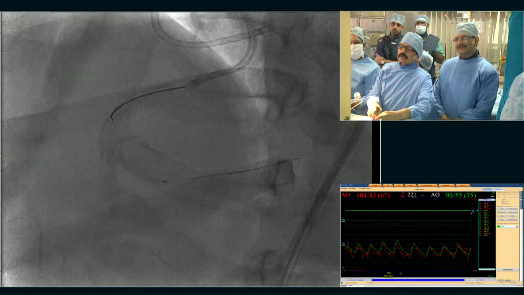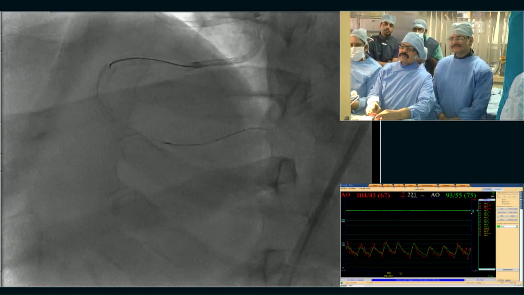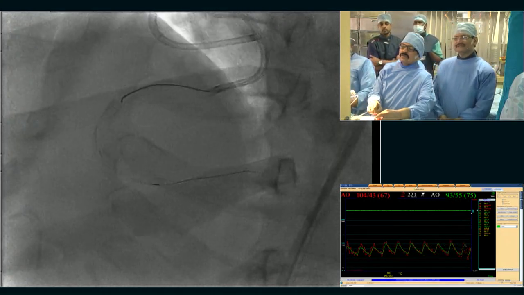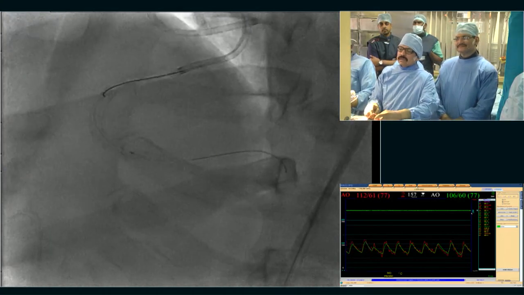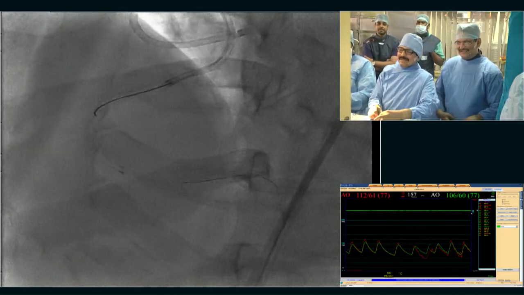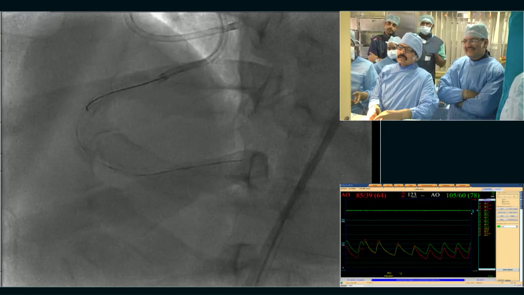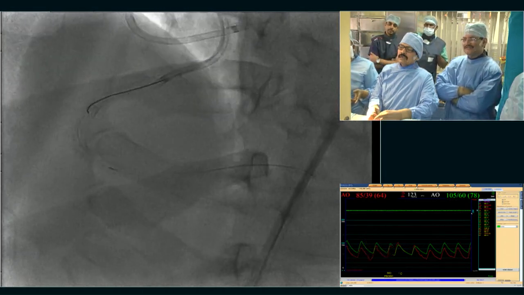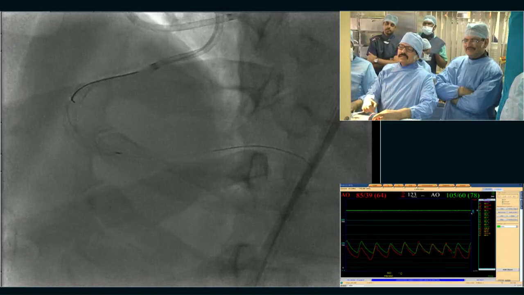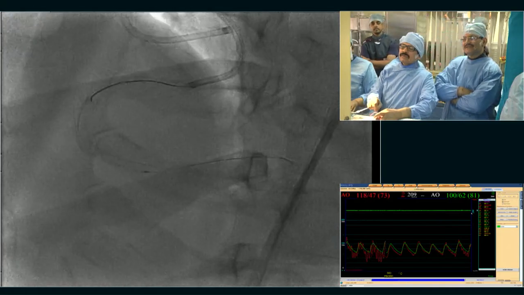No, it went. Difficult to cross. It is a difficult cross. What do you feel? Should we try hard for this? Yes. This is the same balloon. No, this is Sapphire 1 millimeter, the lowest profile available with us. Okay, 1 millimeter, but difficult to cross.